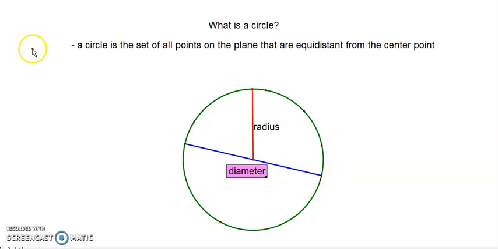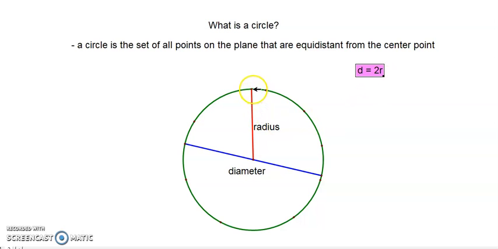And you may have already noticed something. If you look at the radius relative to the diameter, the radius goes from the center to any point on the circle, and the diameter goes from one end through the center to the other end. You may have already figured out that the diameter is equal to 2 radii. So there's our first equation. Let's write that down. The diameter is always 2 times the radius.